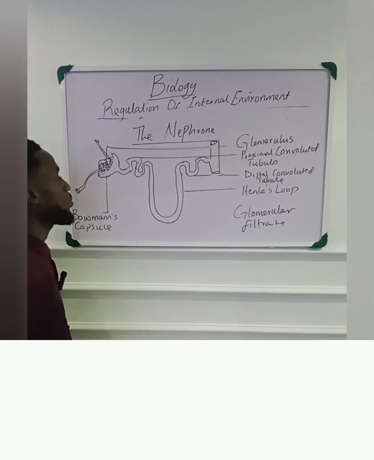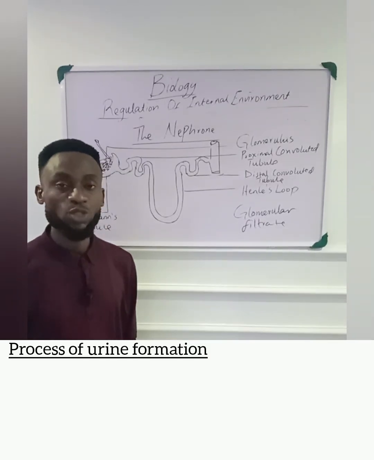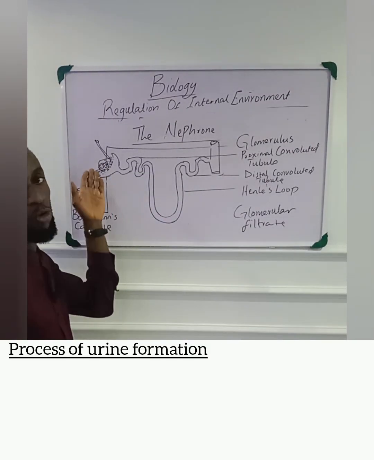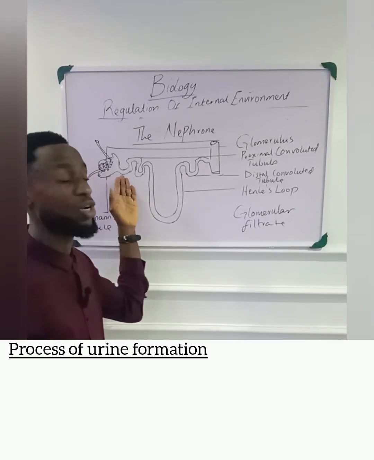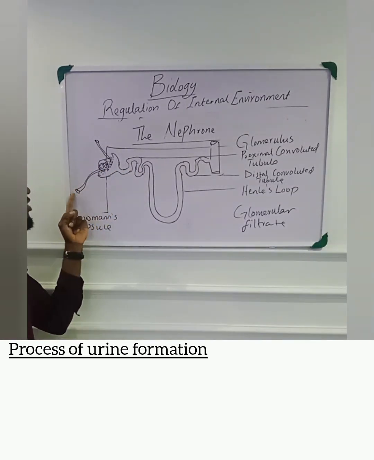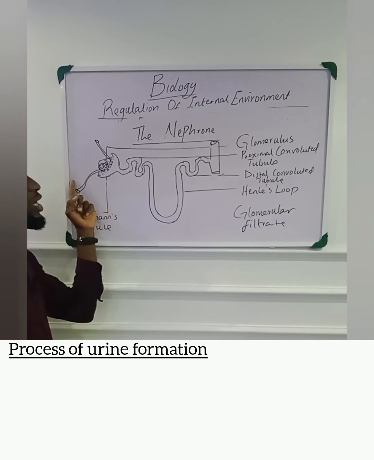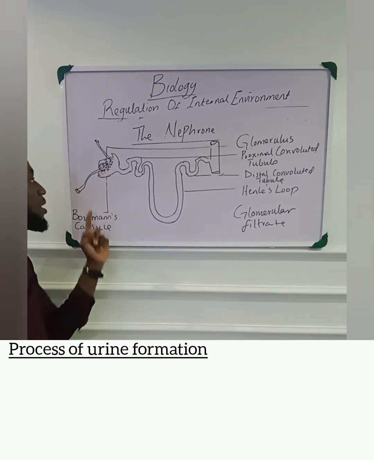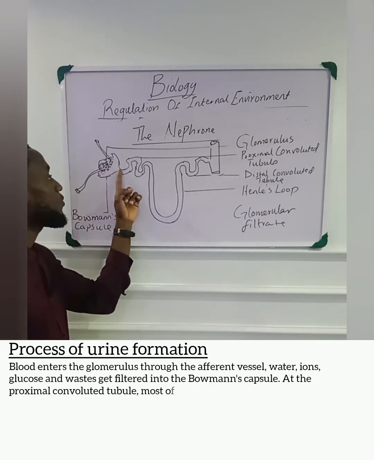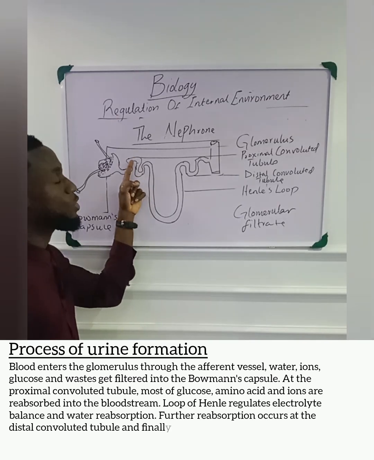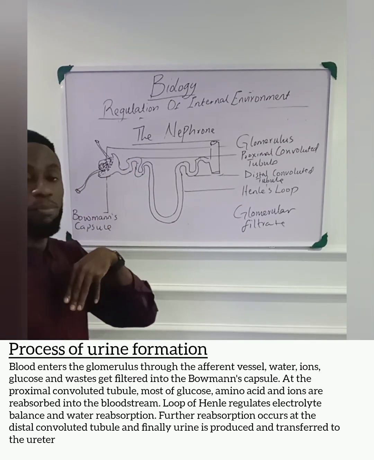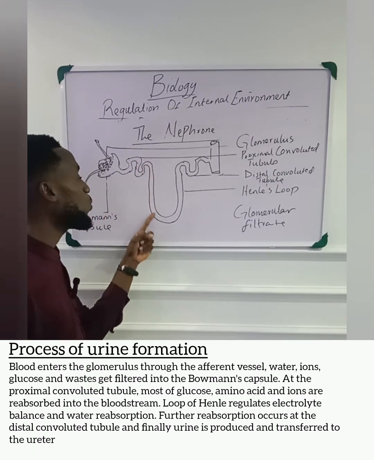And so next, you're going to be asked to discuss the process of urine formation. When they ask you to discuss the process of urine formation, they are simply asking for the function of the nephron and how it works. So all you have to say is that the afferent vessel brings in blood containing dissolved minerals into the Bowman's capsule. These materials then get filtered through ultrafiltration. The glomerular filtrate makes its way through the proximal convoluted tubule, where some ions are reabsorbed into the body cells, after which it gets to the loop of Henle.